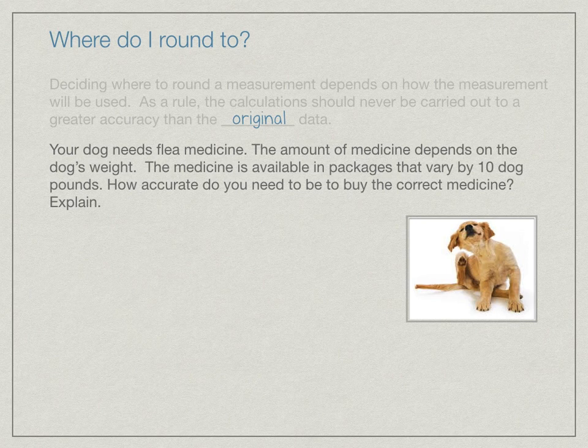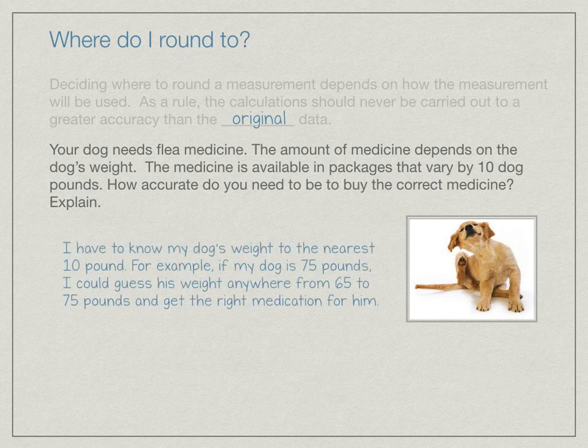So I may not know my dog's exact weight, but I have to know my dog's weight to the nearest 10 pounds. For example, if my dog is 75 pounds, I could guess his weight anywhere from 65 to 75 pounds and get the right medication for him.